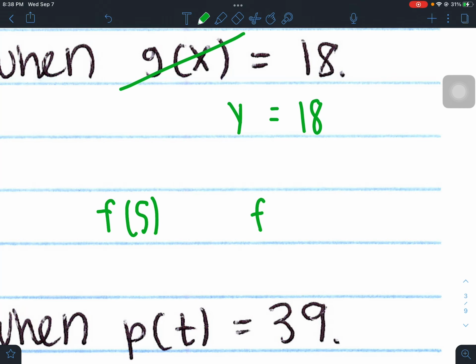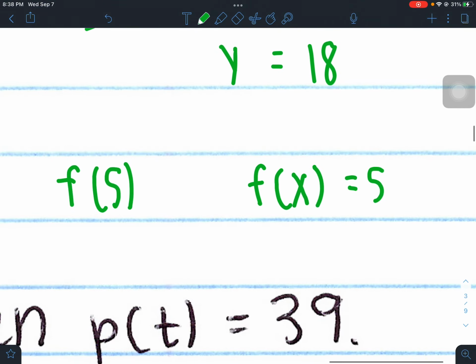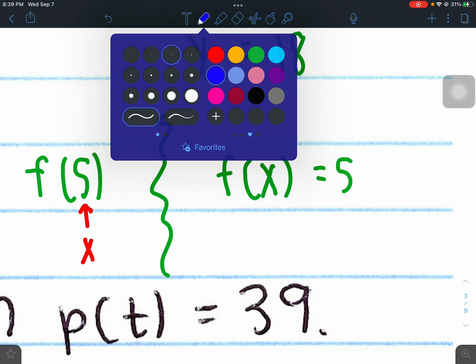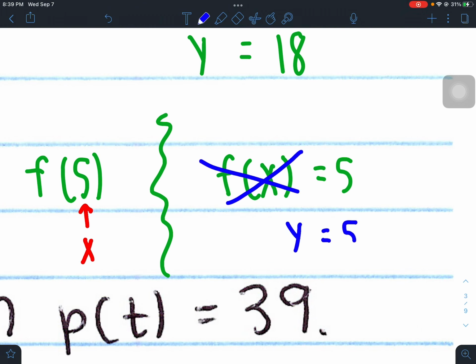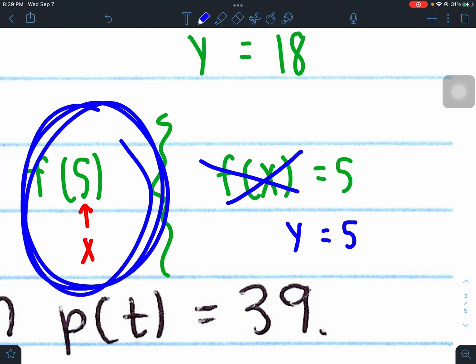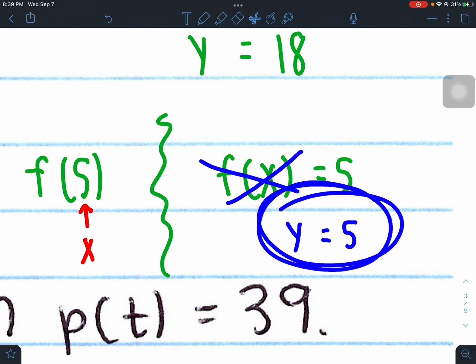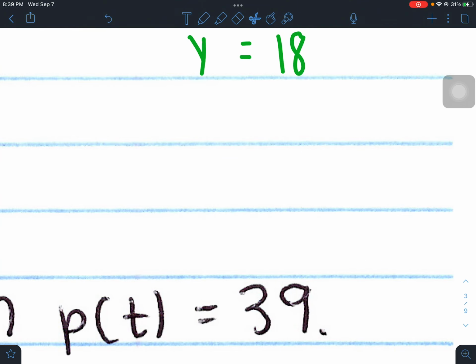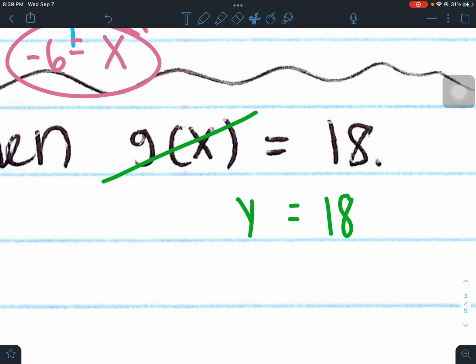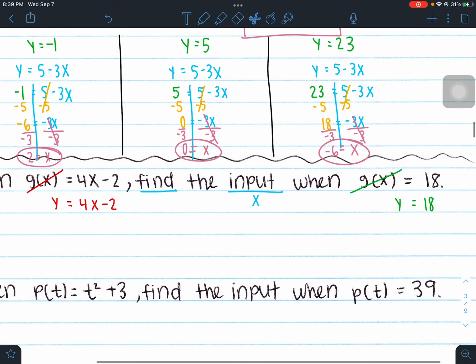Let's talk about the difference. If I'm given f of 5 and then f of x equals 5, these two things mean two completely different things. If I'm given f of 5, they're taking 5 and substituting it in for x. They got rid of the x and they're saying, plug in 5 for x. Whereas on the right-hand side, they're saying take y and plug in 5 for y. So one is telling you to plug it in for x, and the other is saying plug it in for y. Those mean two completely different things, and you're going to have to get used to it. In this case, it's saying g of x equals 18. g of x as a whole is y. So y equals 18.